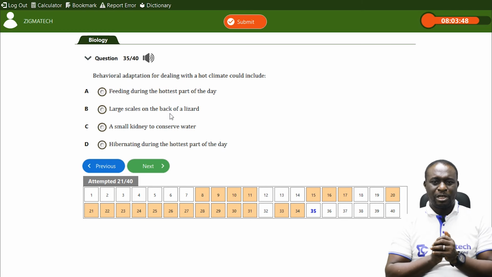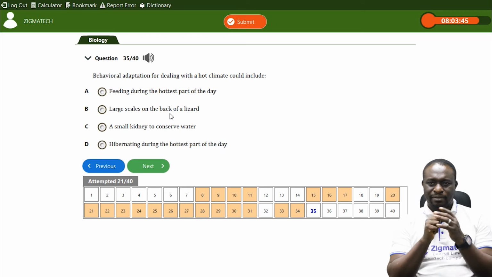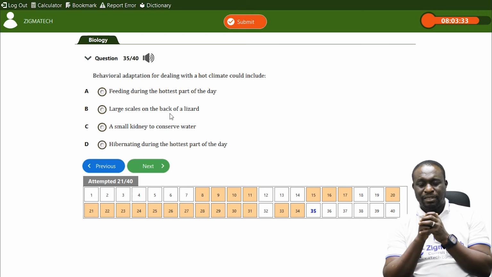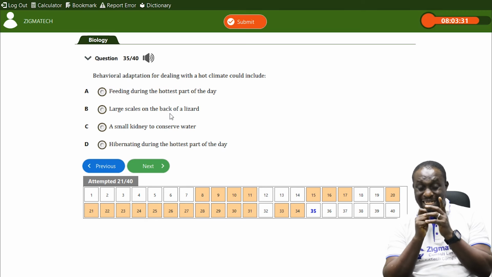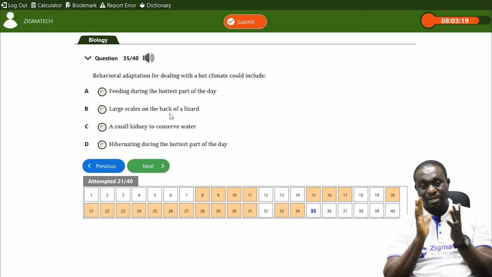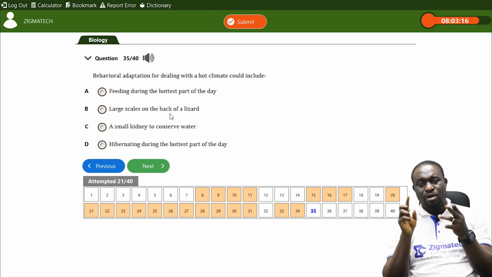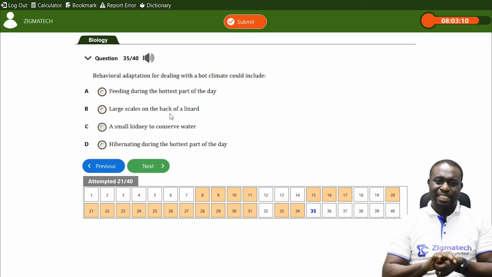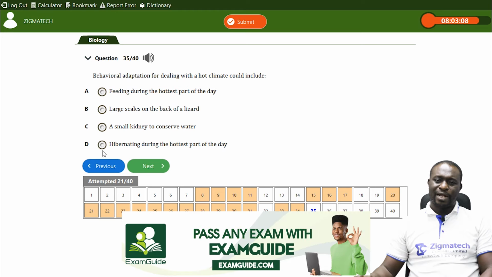Now, armed with this particular knowledge, let's look at the options again. A, feeding during the hottest part of the day, wrong. B, large scales on the back of a lizard. In fact, that is a structural adaptation, not behavioral. C, a small kidney to conserve water. That is also a structural adaptation, not behavioral. And option D says hibernating during the hottest part of the day. Hibernating, which is a deep sleep. And I said we have three of them: estivation, hibernation, and migration. Hibernation is mentioned as option D. Therefore, hibernation is the correct answer.